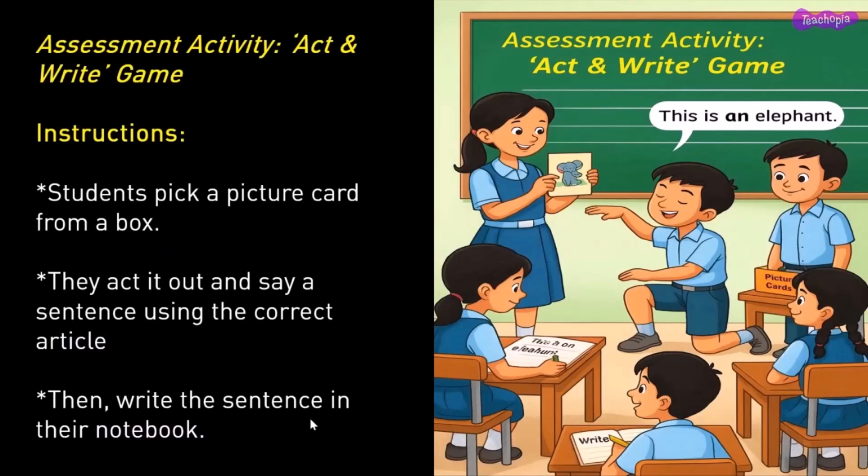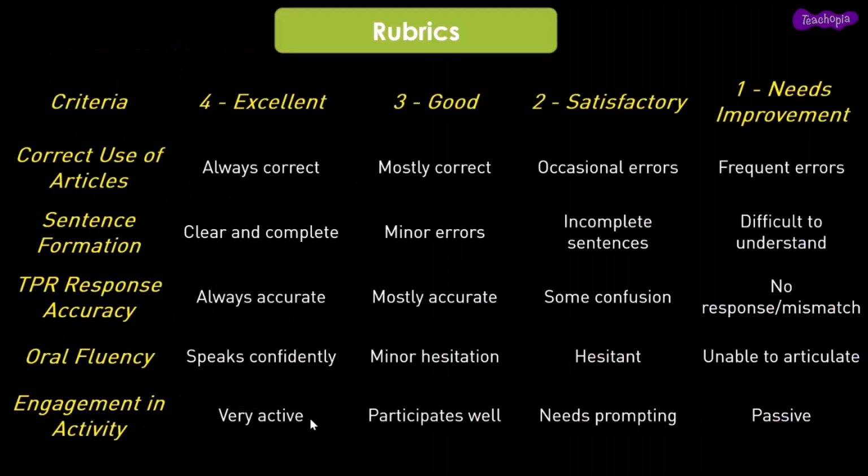Now, how can we assess our learners once they have completed this activity based on their understanding of the concept? We can use an activity such as act and write. Here, the students pick a picture card from a box. They act it out and say a sentence using the correct article. Then they write the sentence in their notebook.